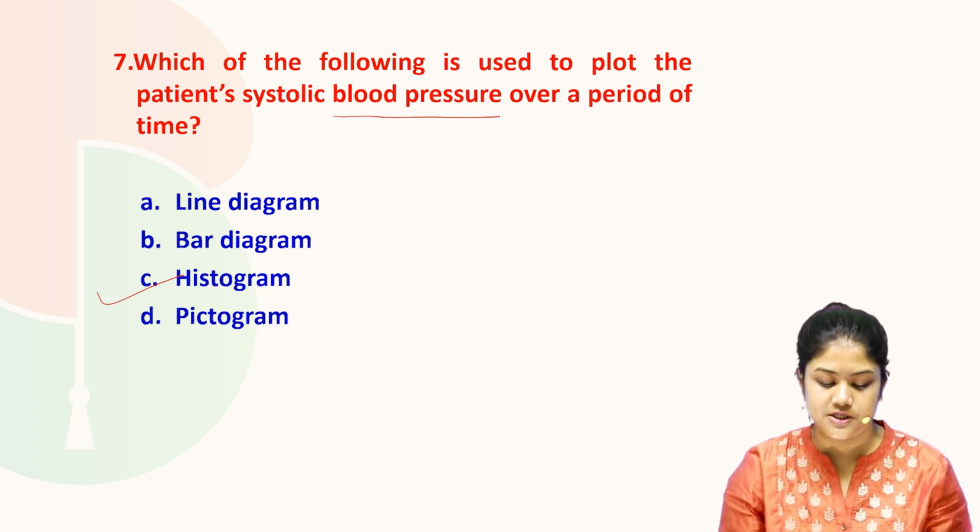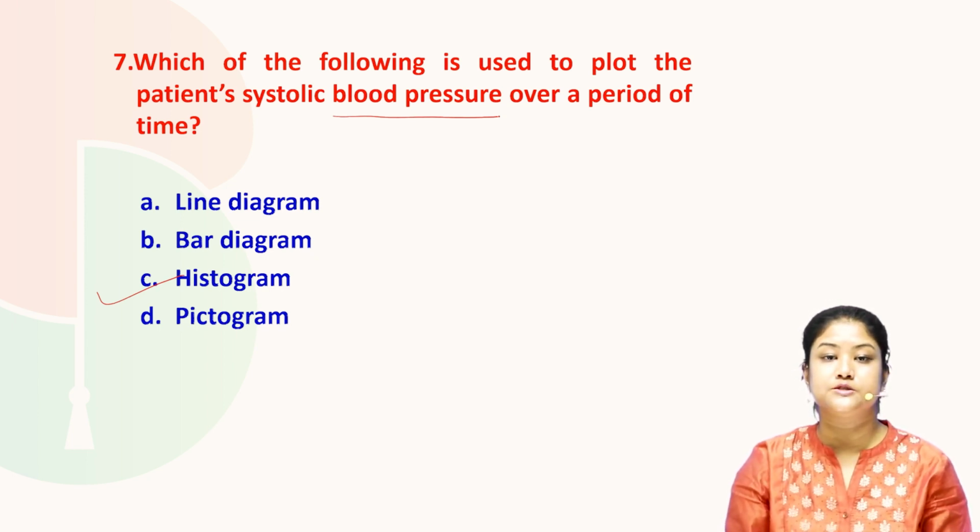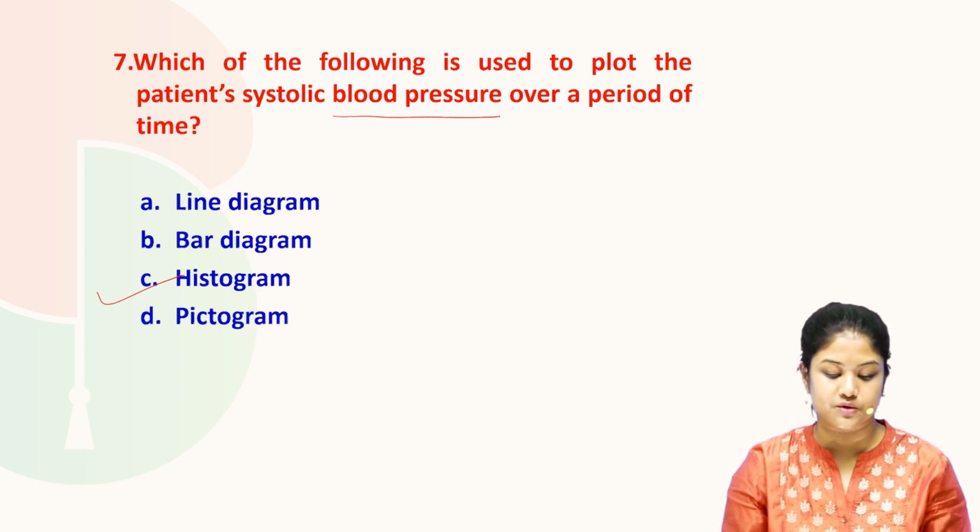Line diagram cannot be the correct option, as line diagram is basically used to plot the changes over a period of time. Bar diagram we cannot use, pictogram also we cannot use. The only correct option is histogram.